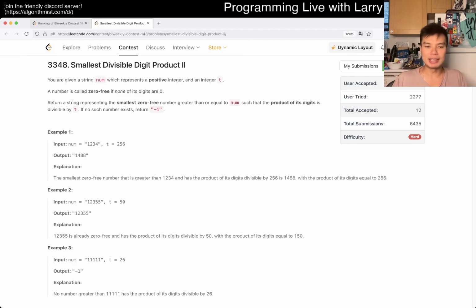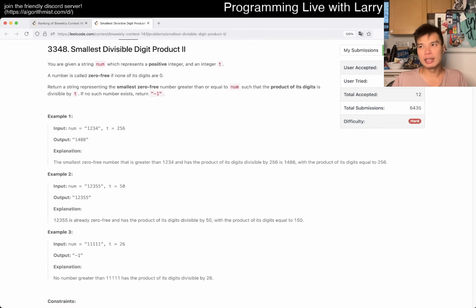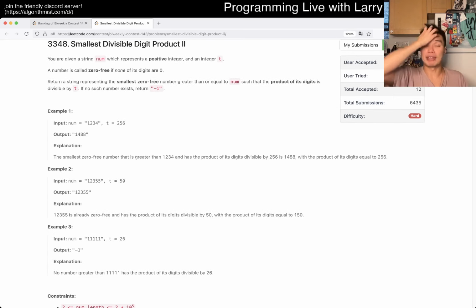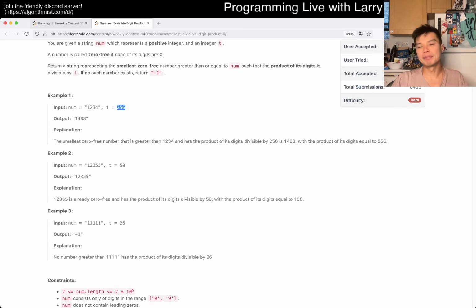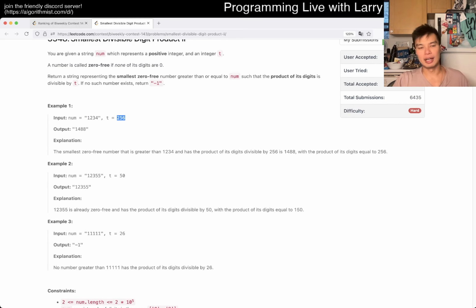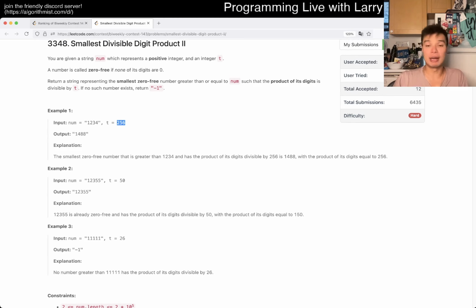The idea here is one digit at a time. Let me actually step back for a second. There are a couple of things you have to notice for this one. One is that because we're dealing with digits, all the digits will have to be from 1 to 9. So in order for the product to be divisible by t, t has to be divisible by numbers in 1 to 9, right? And that's the first observation.